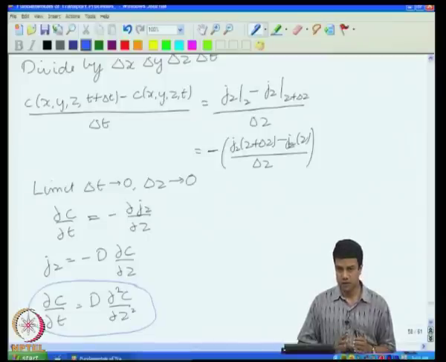In all of these, we assume that the diffusion coefficients, both for mass and thermal, are not functions of position. If they are functions of position, it gets a little more complicated. We will assume that the fluid properties are uniform, so the thermal conductivity and the mass diffusivity do not depend upon position.